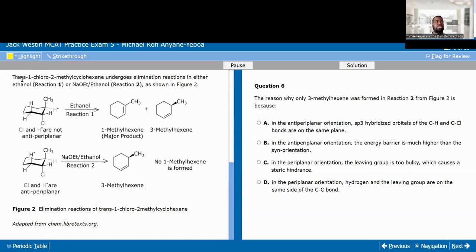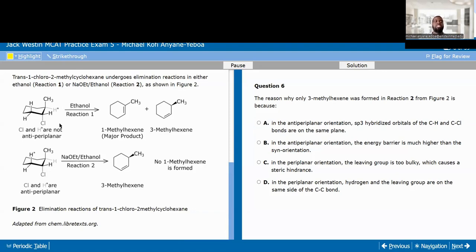And then they gave us trans-1-chloro-2-methylcyclohexane, which undergoes elimination reactions in either ethanol, reaction 1, or NaOEt, sorry, I heard a noise and wondered what that was. Ethanol, so that's reaction 2. We have our strong base here, which means that's going to be our E2 reaction. In E1, there's no strong base. It's usually a weak base, something like ethanol. But in E2, there has to be a strong base.